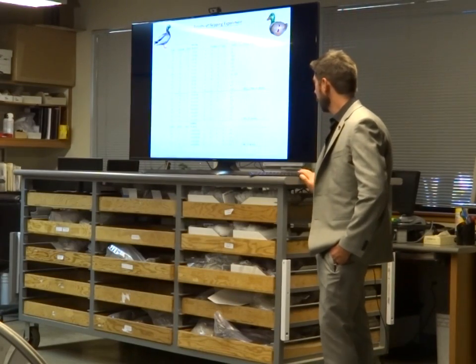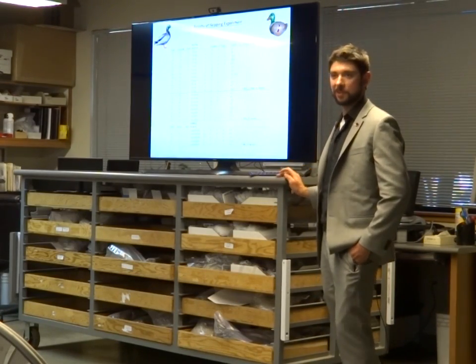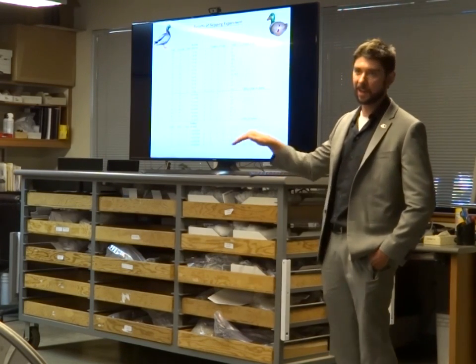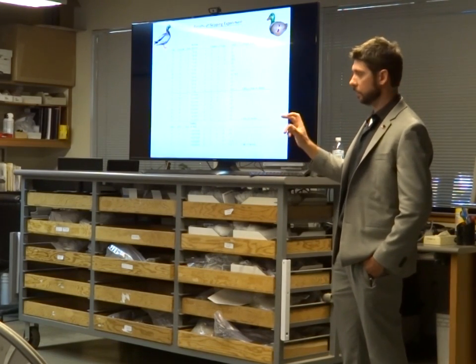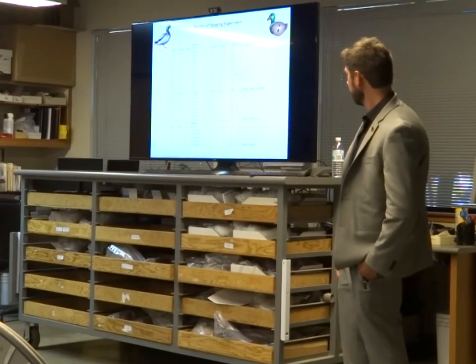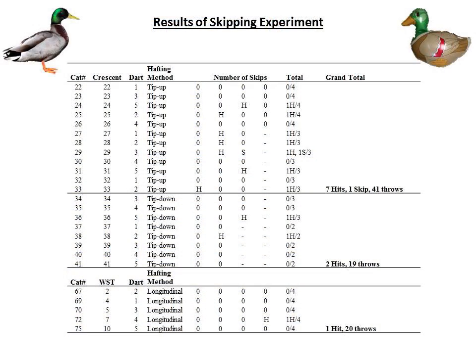For the skipping, nothing really skipped. The one skip I had was more like a glide. It was with the unfletched dart. The fletching seemed to cause a lot of drag. So 7 hits and 1 skip with the tip-up crescents, 2 hits with tip-down, and 1 hit with the western stem points.